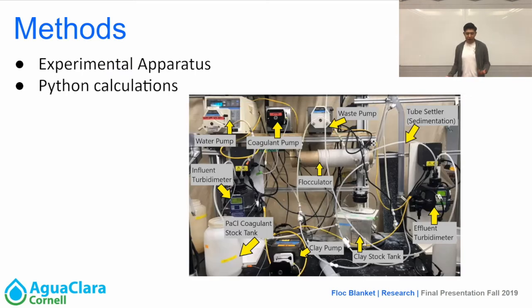So our apparatus consisted of a water pump, waste pump, coagulant pump, clay pump, and also a coagulant tank, clay stock tank, and 2 turbidimeters, one for influent and one for effluent, a flocculator, and also a tube settler. The concentration of the floc was determined through Python code, which you can see in our report.